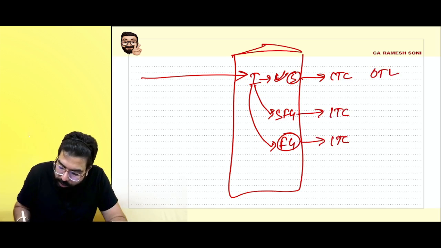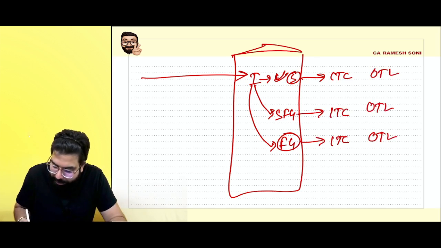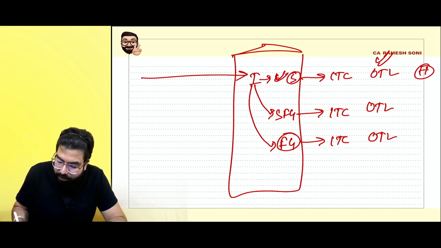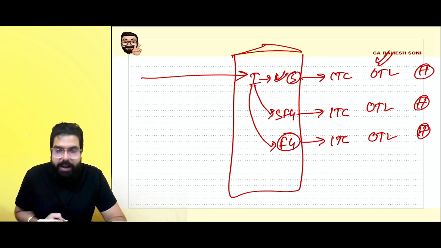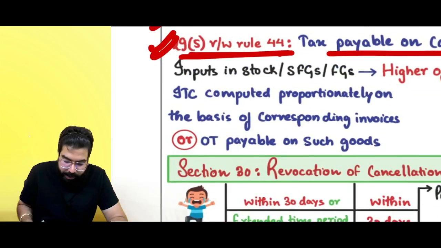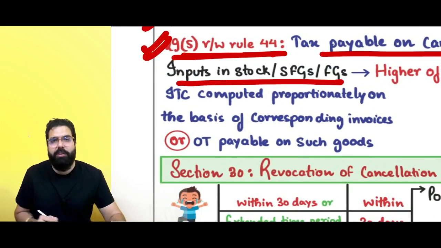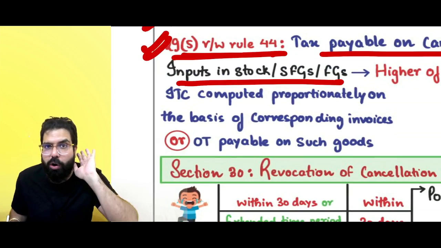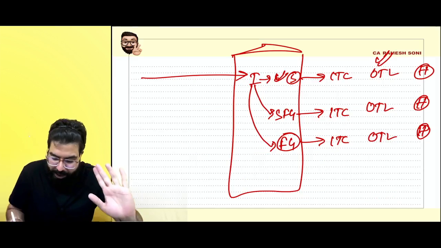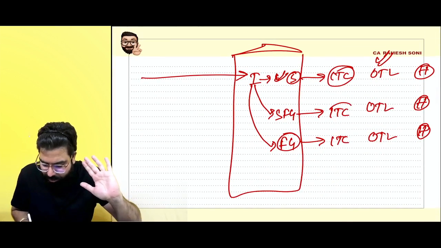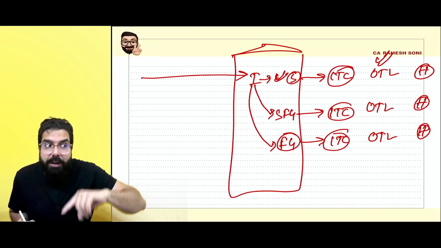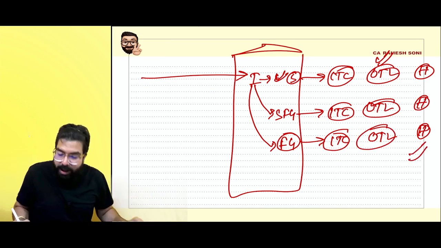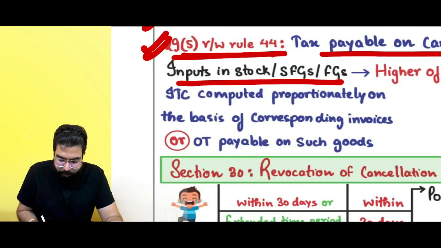or the output tax liability. If you apply the valuation rule and find out the output tax liability, whichever is higher has to be paid. This applies to inputs in stock, semi-finished goods and finished goods, because when you cancel your registration, it will be deemed that you have taken those goods home. Now, when you are taking those goods home, whatever was the ITC taken, or if you supply them, whatever is the output tax liability, whichever is higher has to be paid, and that is what is being told.